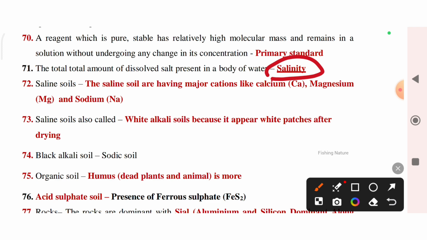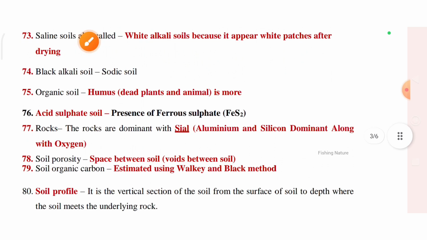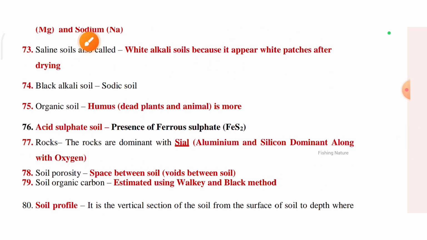Saline soils are soils having more cations like calcium, magnesium and sodium. If more cations are present, it is a saline soil. Saline soils are also called white alkali soils because they appear as white patches after drying. Next, black alkali soil is a sodic soil.